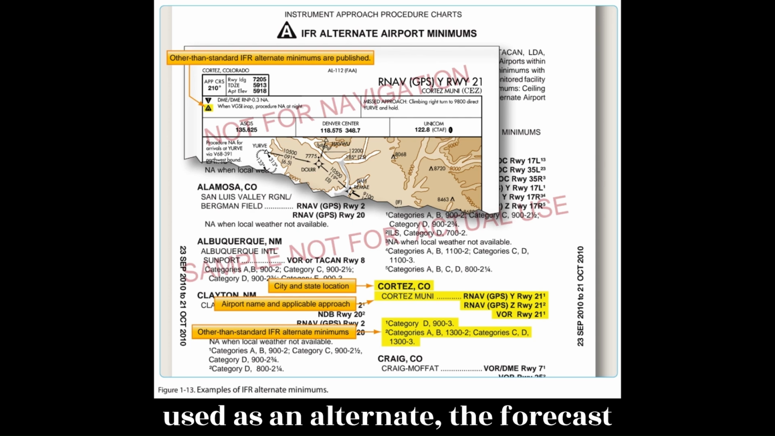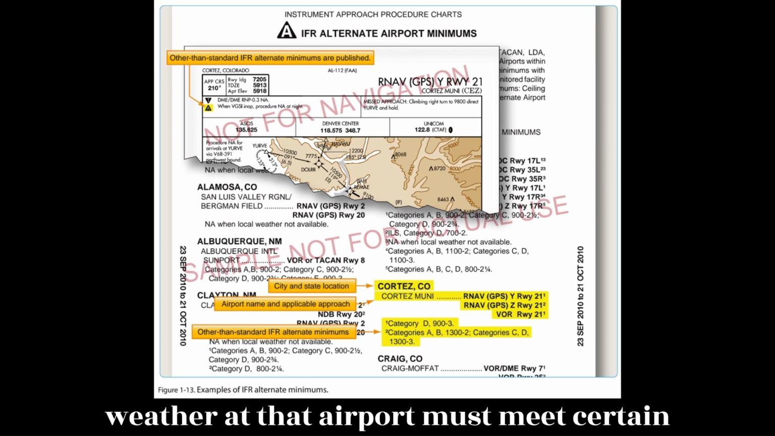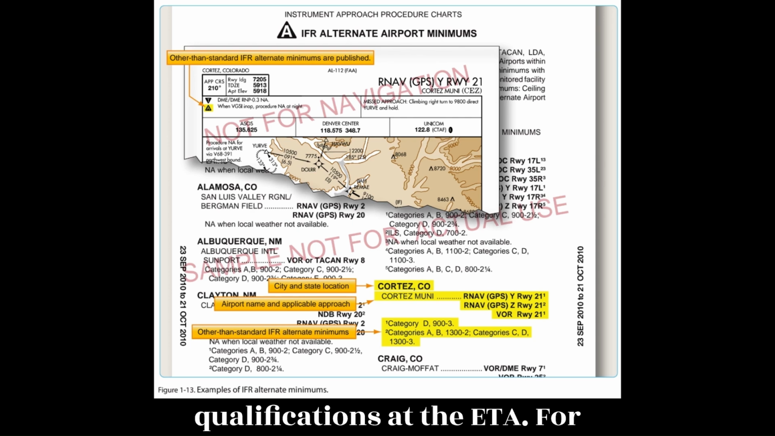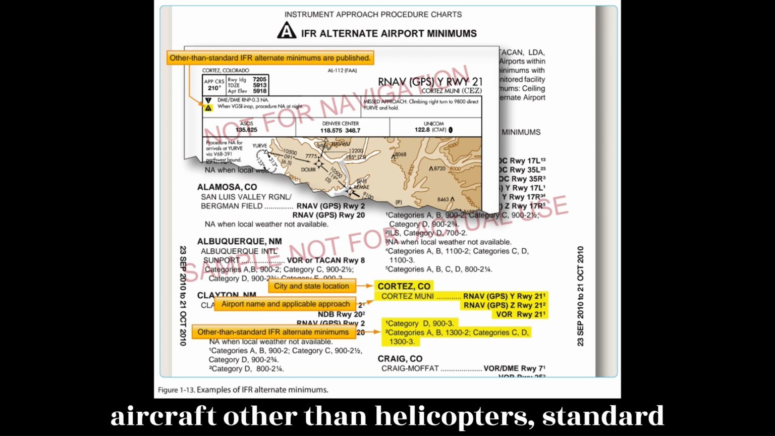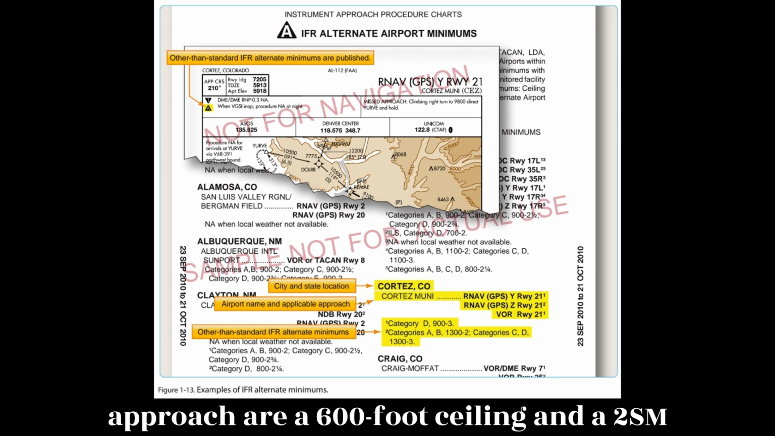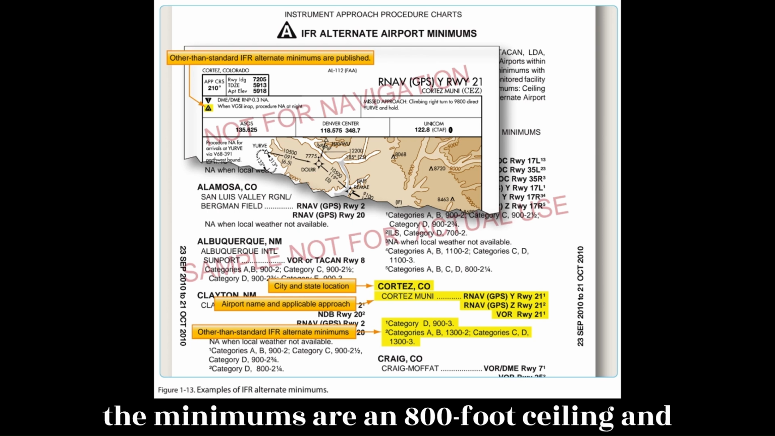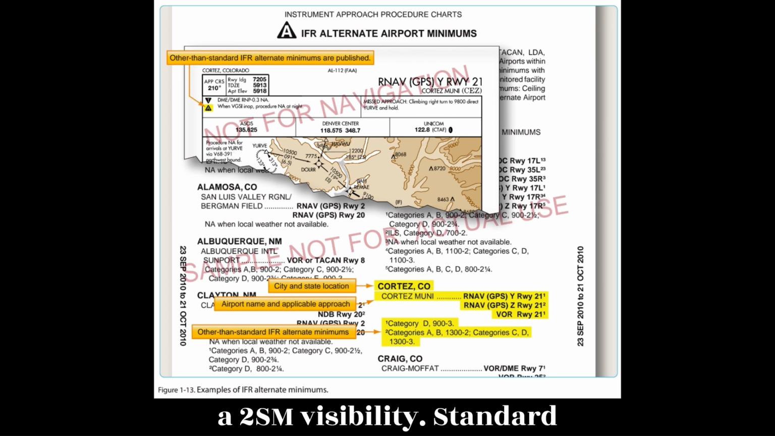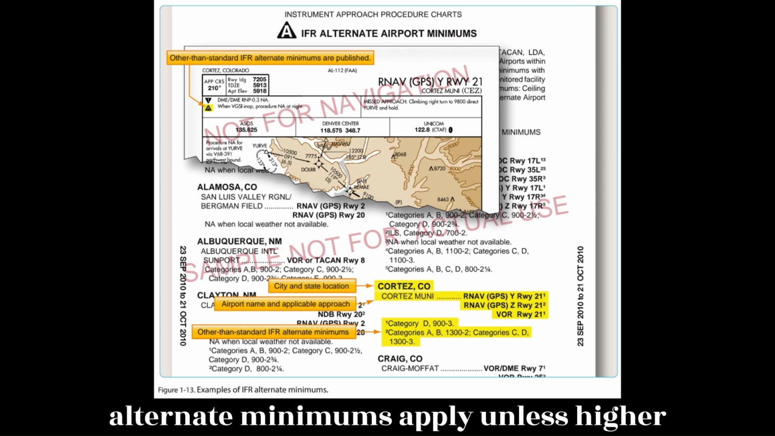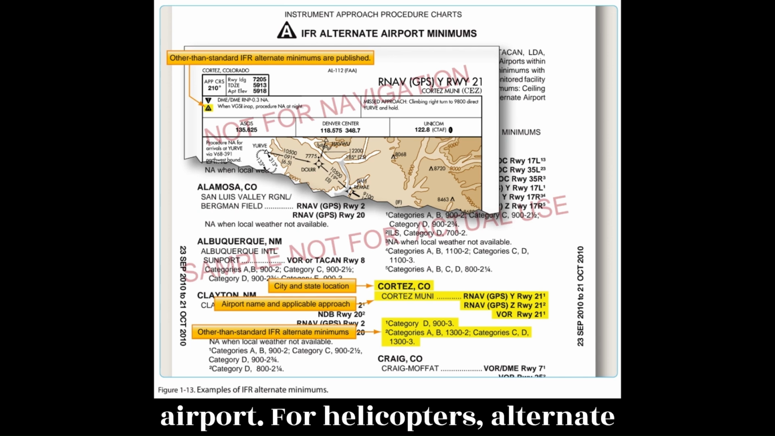For an airport to be used as an alternate, the forecast weather at that airport must meet certain qualifications at the ETA. For aircraft other than helicopters, standard alternate minimums for a precision approach are a 600-foot ceiling and a 2 sm visibility. For a non-precision approach, the minimums are an 800-foot ceiling and a 2 sm visibility. Standard alternate minimums apply unless higher alternate minimums are listed for an airport.